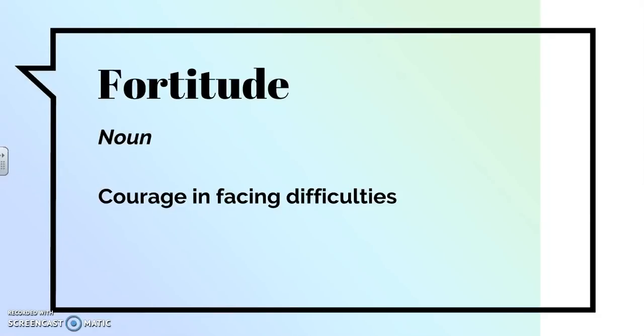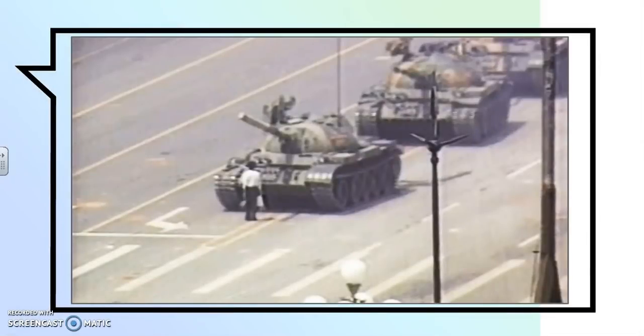Your next word is fortitude. Fortitude is a noun, and it means courage in facing difficulties. This is a famous picture of Tiananmen Square in the 1980s. This young man placed himself in front of tanks to protest the invasion of soldiers in Tiananmen Square. He showed fortitude in that he stood his ground facing this giant tank that could have easily run him over. And the result is this classic photograph that shows the fortitude that human beings can have in the face of opposition.